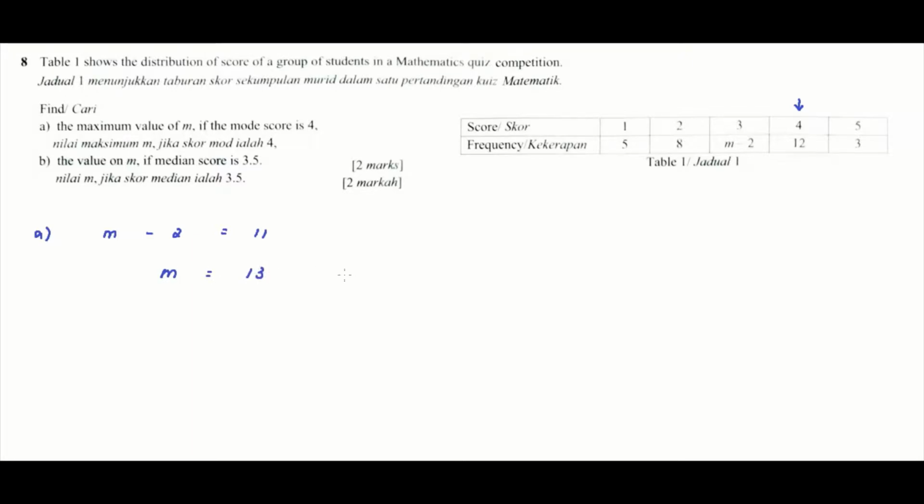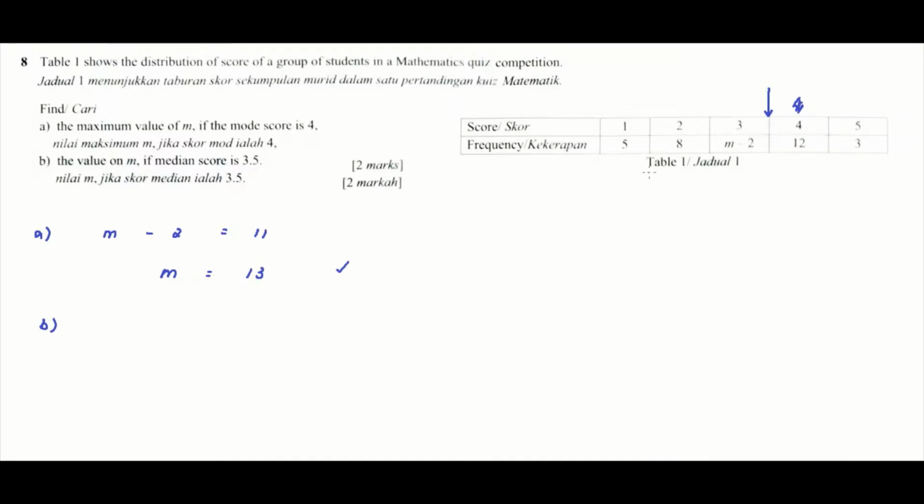Okay, so from here, we solve A. Alright, this is a pretty simple one, then you can get 1 mark over here. Now find the value of M if the median score is 3.5. So what happened here is we are looking at the median. The median is the center point of your data. So it's 3.5, which means the center is actually at the middle of 3 and 4.